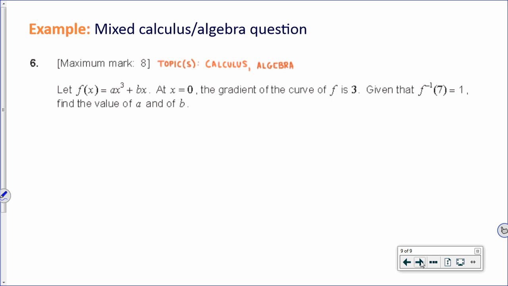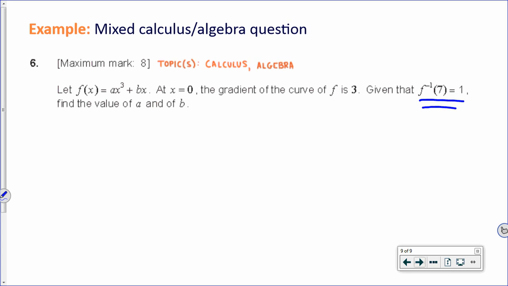And then, of course, they can find ways to mix topics together. I like this one in that it mixes calculus. You're at first thinking this is a calculus question, and then they give you this sneaky piece of information that you have the inverse of f of 7 equals 1 at some point in this question. So it turns out to be a mixture of calculus with algebra. So here we have f of x equals ax cubed plus bx. So basically a function where 2 of the coefficients are missing.